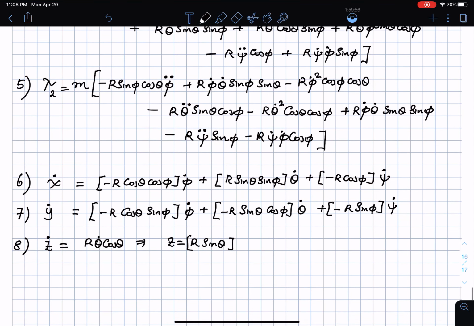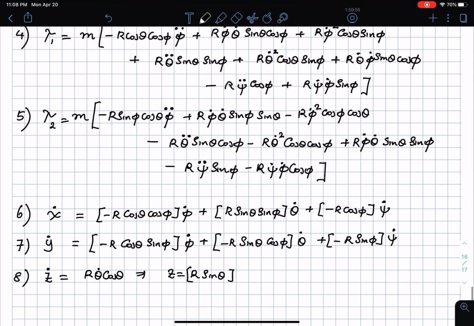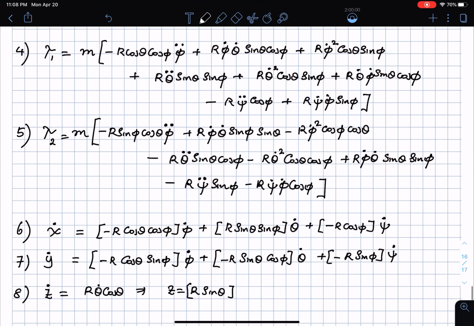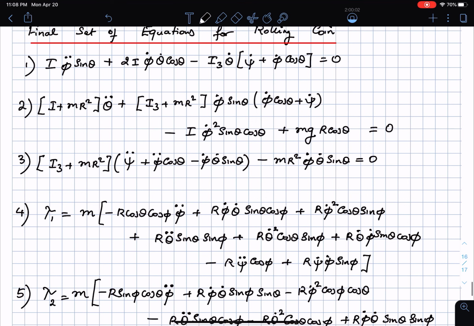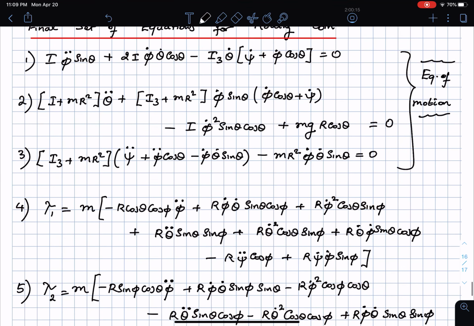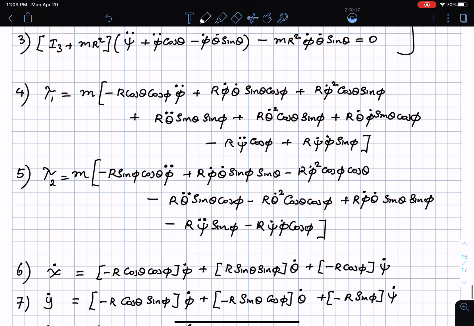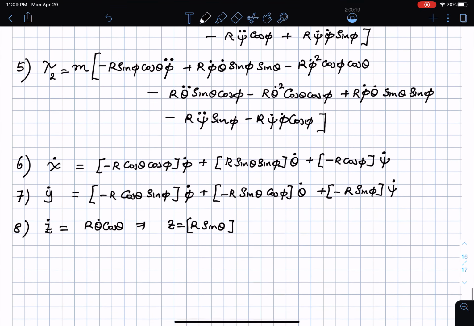And the basic idea is this. After writing all of these things down, you first have to solve equations 1, 2 and 3. These are your equations of motion. Which means that if I solve these three, then I can calculate lambda 1 and lambda 2, then I can calculate x dot, y dot and z dot.